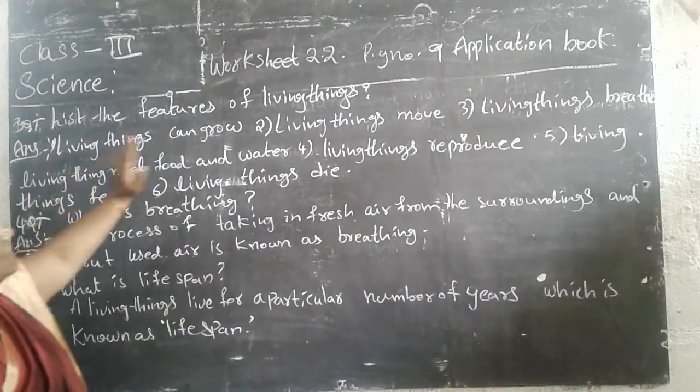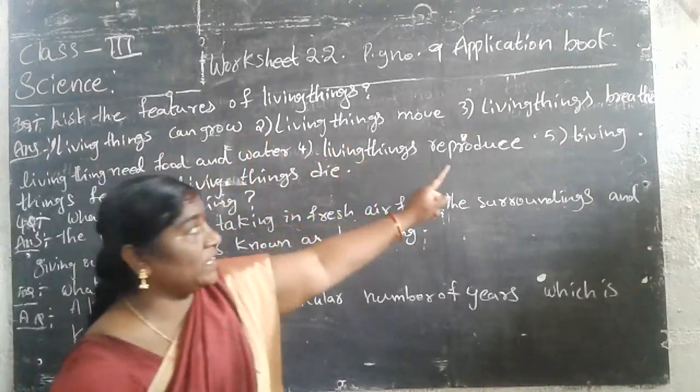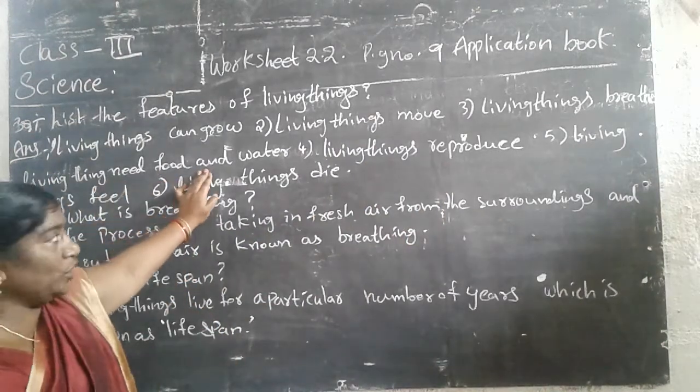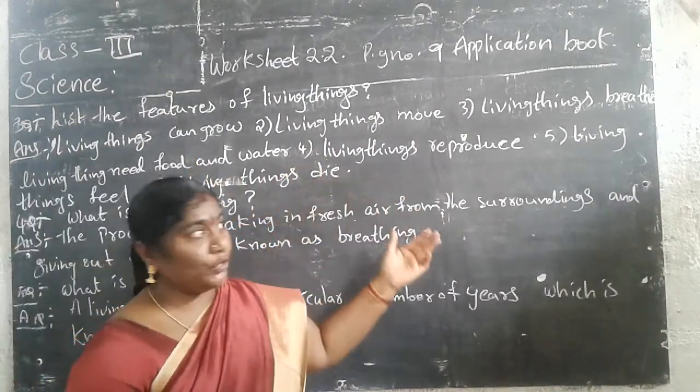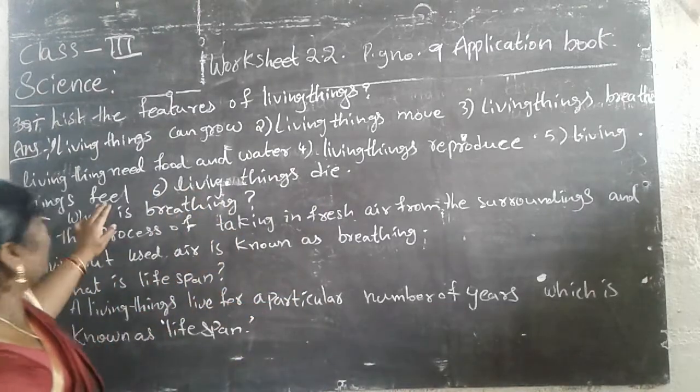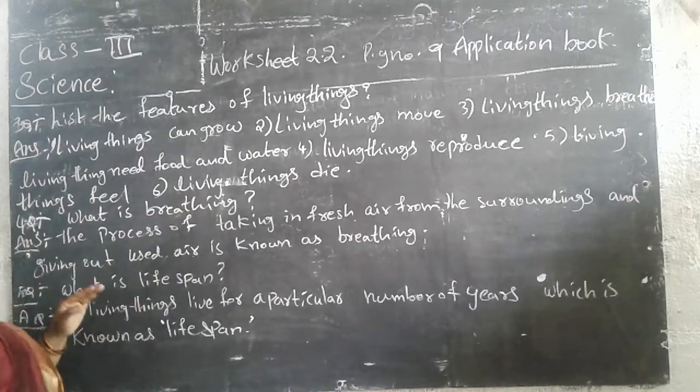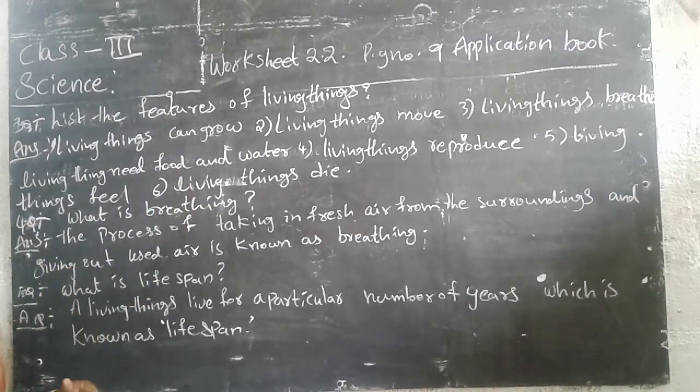Living things can grow. Living things can move. Living things can breathe. Living things need water and food. Living things reproduce. Living things feel. Living things die. These are the 6 features of living things.